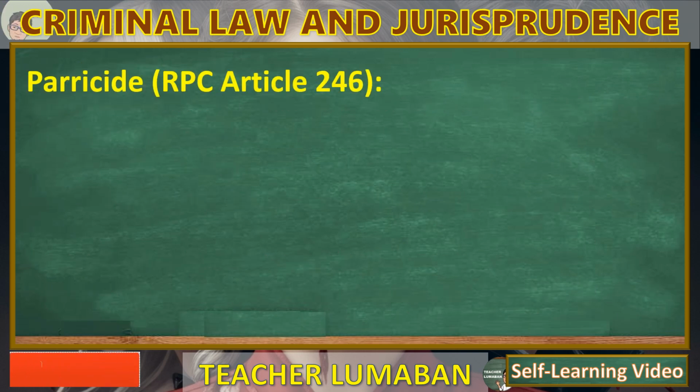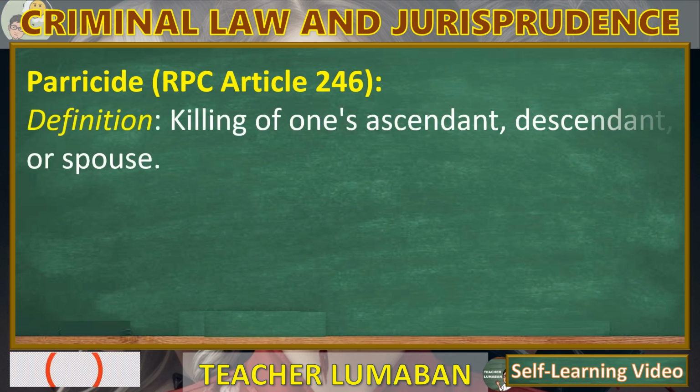Parricide, Revised Penal Code Article 246. Definition: killing of one's ascendant, descendant, or spouse.